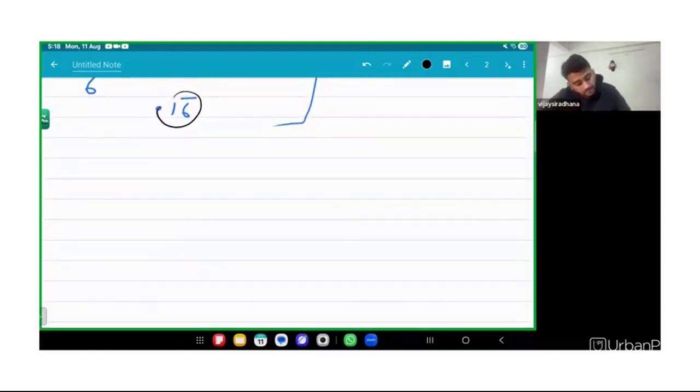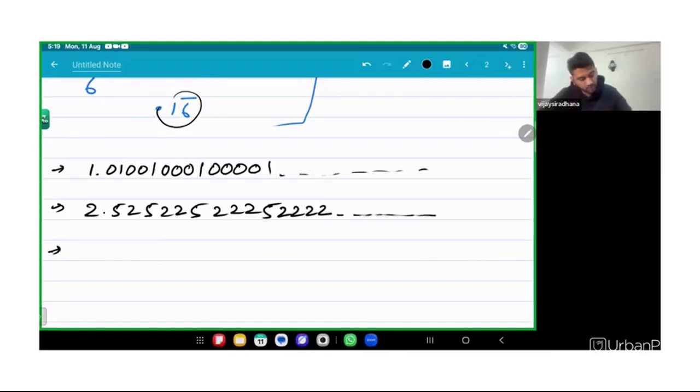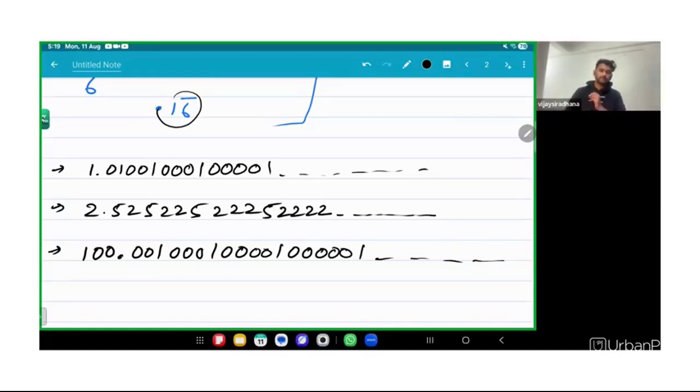But what if the number is something like this? Example 1: 1.01, 001, 0001, 00001. Example 2: 2.52, 522, 5222, and it will keep on going. And the next example: 100.001, 00001, 00001, 00001, and it will keep on going like this.